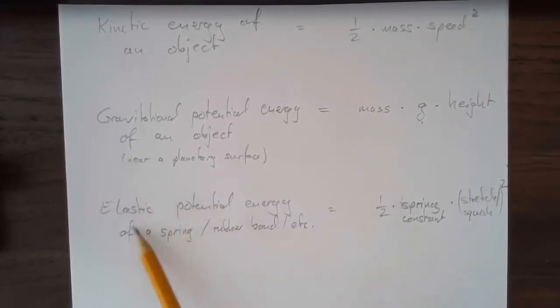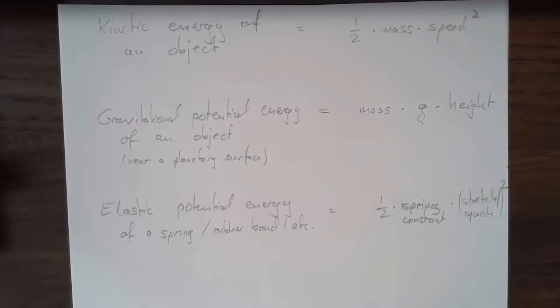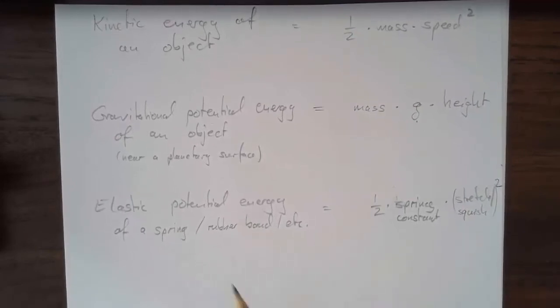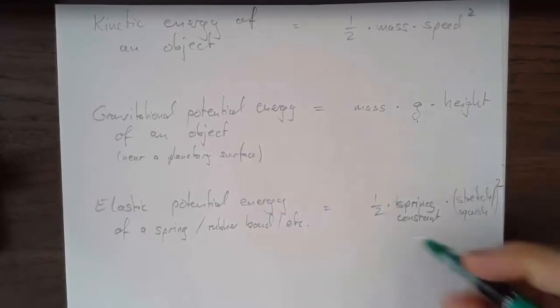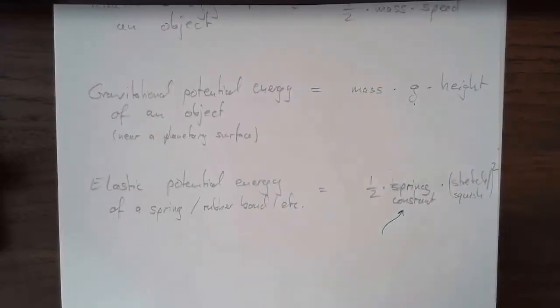And finally, another example we're going to be looking at will involve elastic potential energy. That is the energy stored in a spring or rubber band. That's given by 1/2 times the spring constant. And the spring constant is really a kind of a fancy word to mean the measure of toughness of your spring.